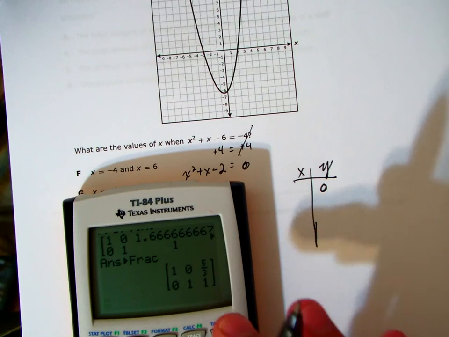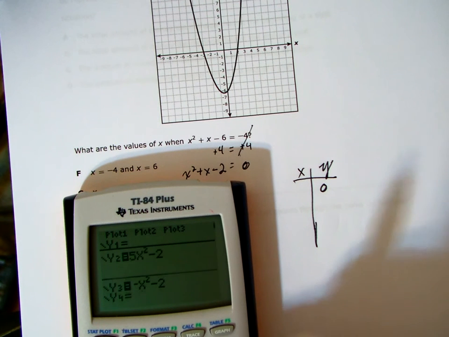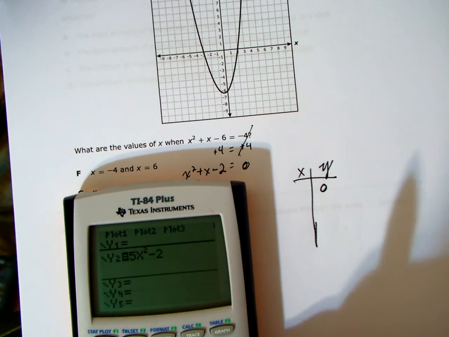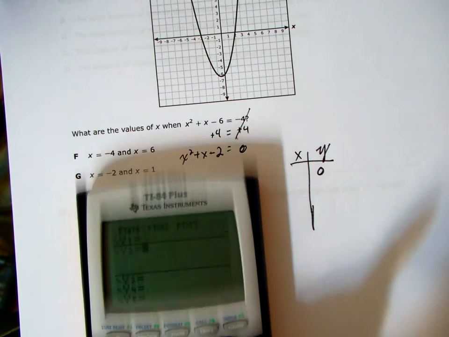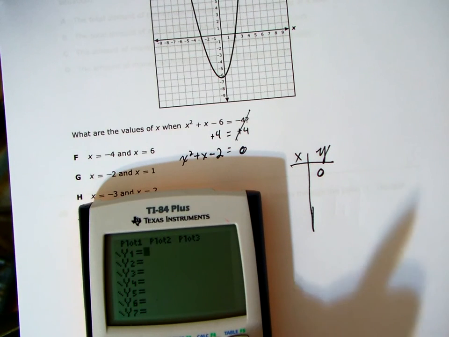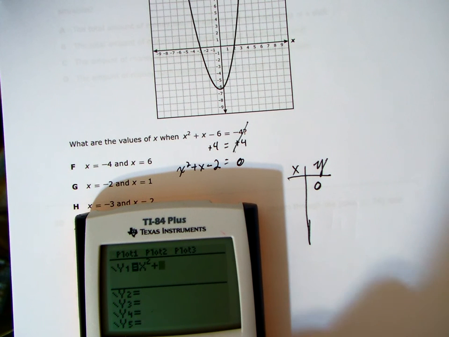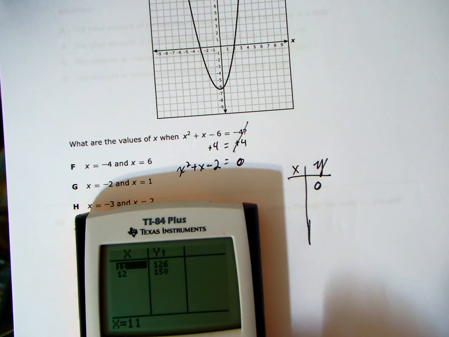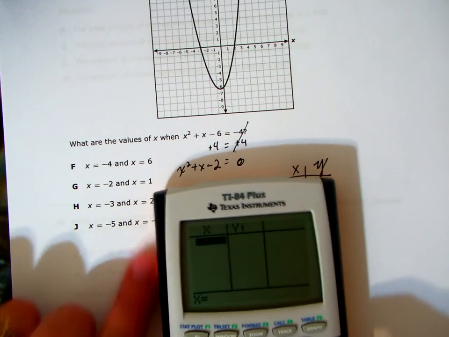So y equals, let's clear these up. All I have to do is clear them. Press the clear button. The clear button right there. All right, anyways, so here we have x squared plus x minus 6. Right? So we'll say second table, delete. Alright, we're going to plug in these values, see which ones give us 0.